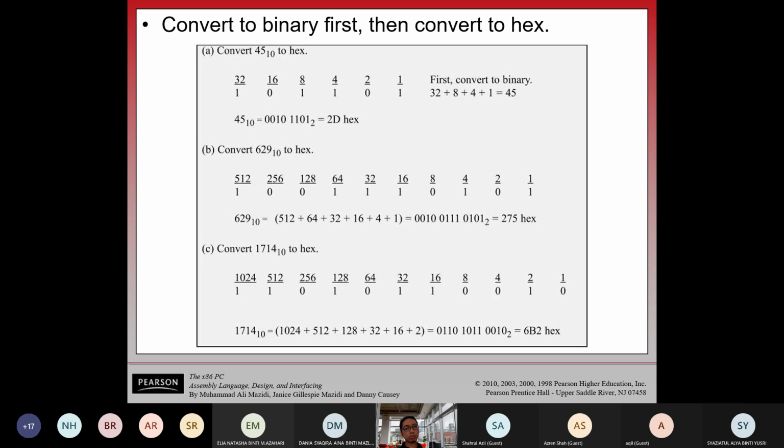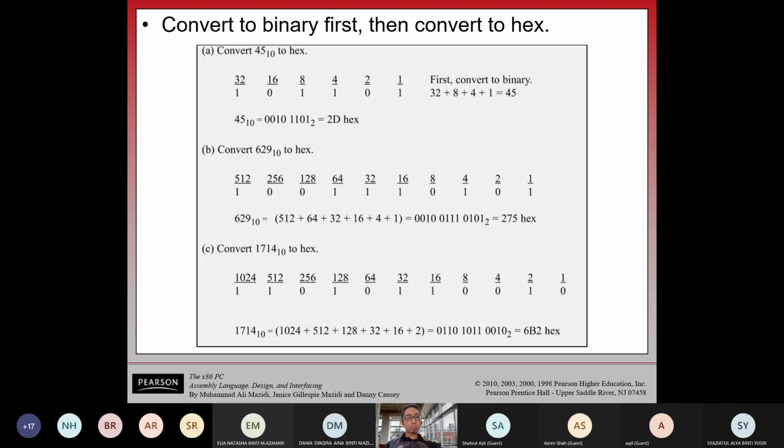Okay, so any questions so far? Are you clear on how to do the conversion? Make sure you are mastering it, all right? Because you will learn a more complicated language after this. So this is the basics.